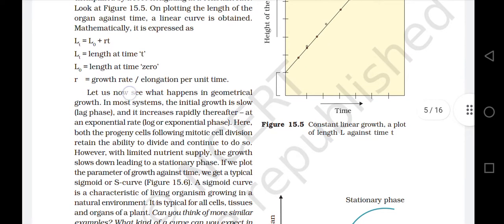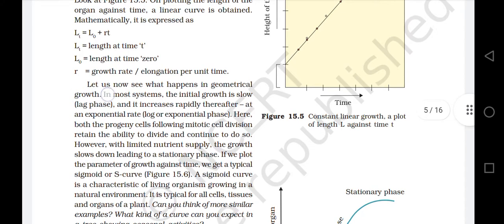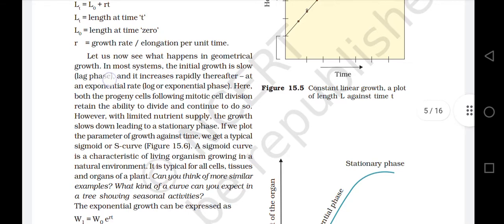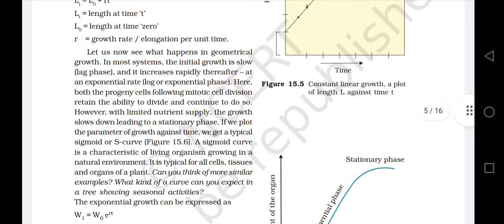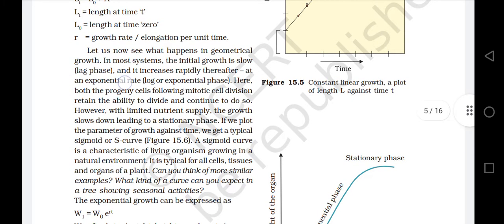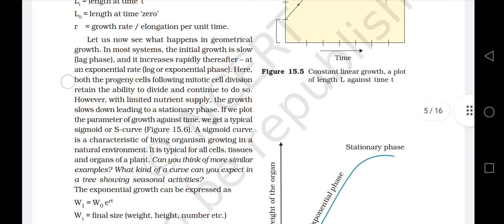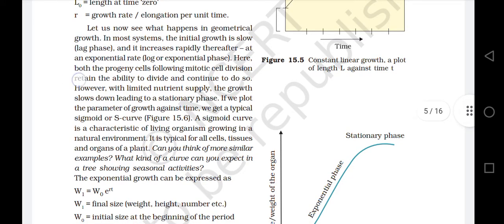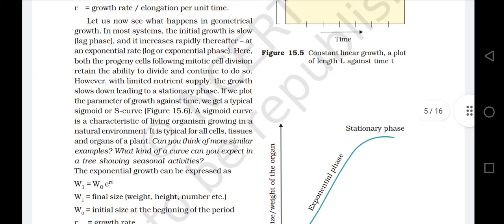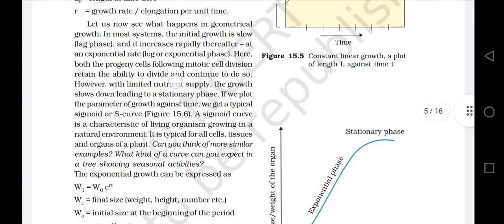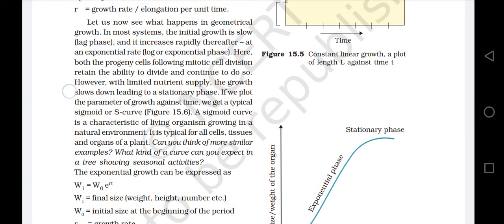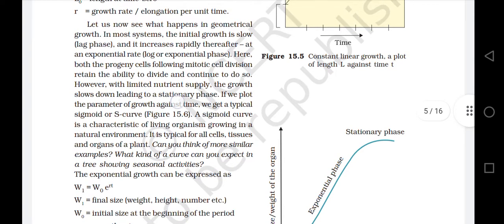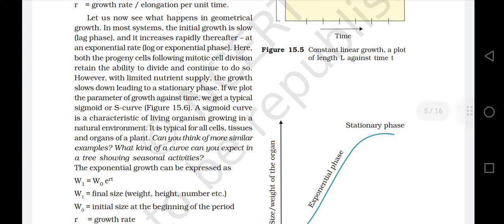Let us now see what happens in geometrical growth. In most systems, the initial growth is slow, the lag phase, and it increases rapidly thereafter at an exponential rate, the log or exponential phase. Here both the progeny cells following mitotic cell division retain the ability to divide and continue to do so. However, with limited nutrient supply, the growth slows down, leading to the stationary phase. If we plot the parameter of growth against time, we get a typical sigmoid or S curve.